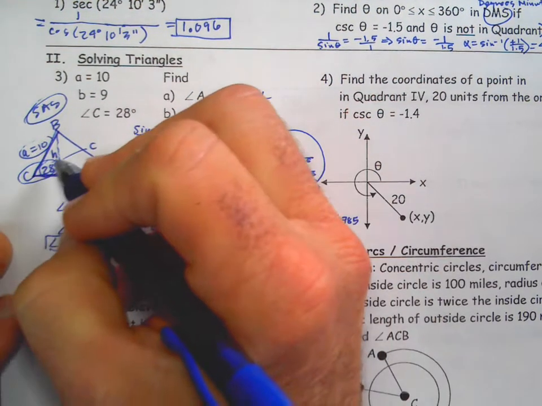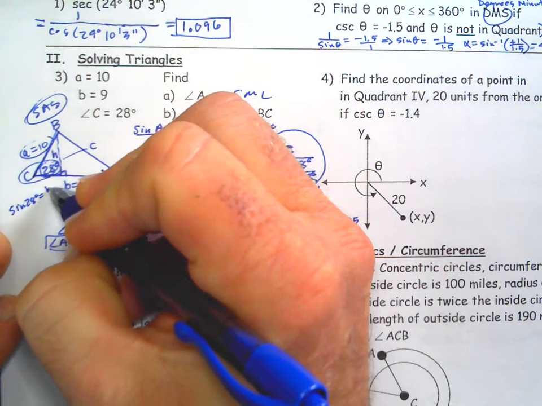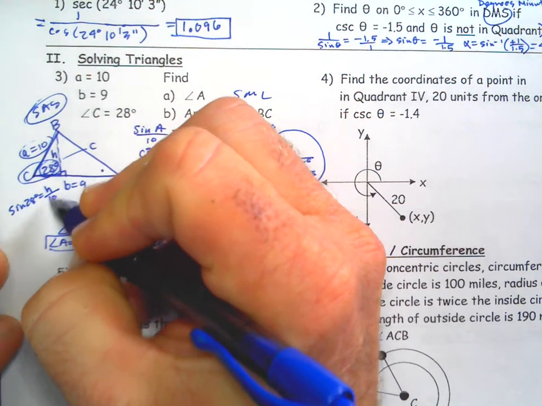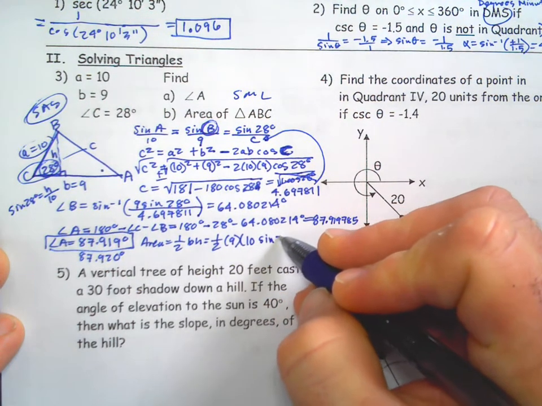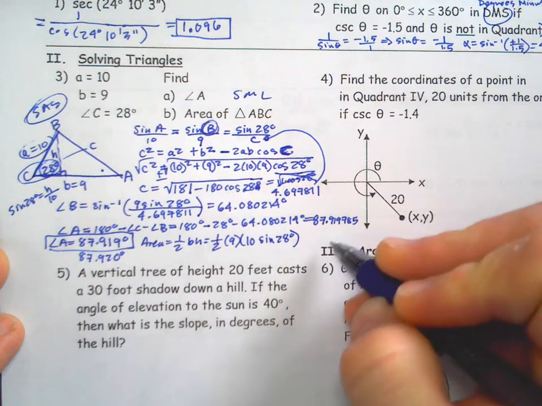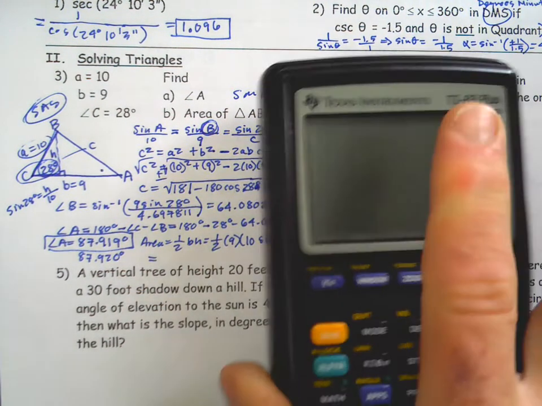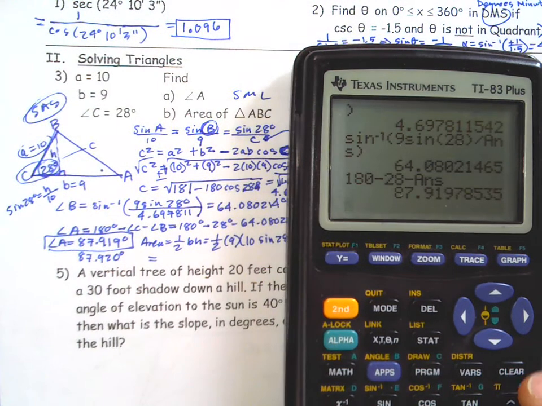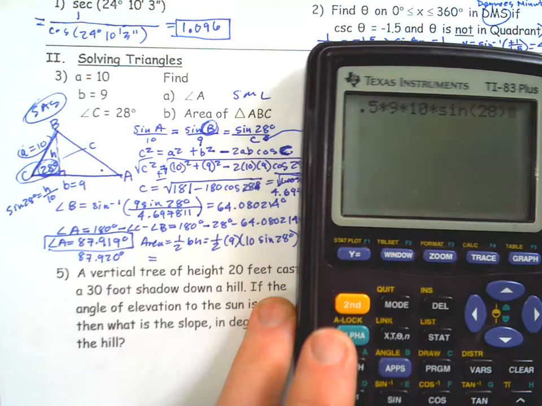But the height would be sine of 28 degrees equals opposite h over the hypotenuse 10. So h equals 10 sine 28 degrees. So show me the exact values, and then we're going to put that in our calculator. And we're going to say, all right, well, 0.5 times 9 times 10 times sine of 28 degrees equals that.